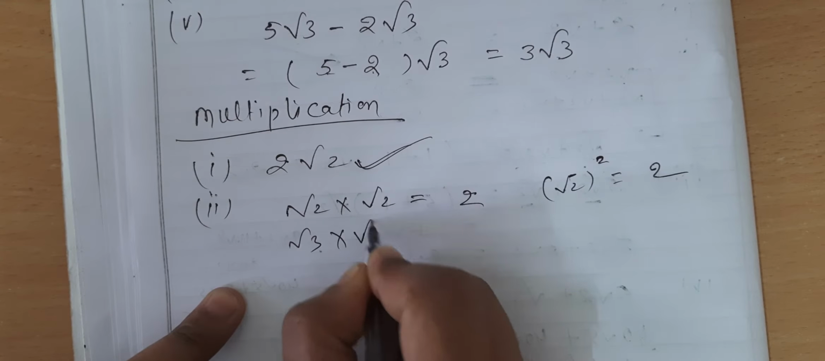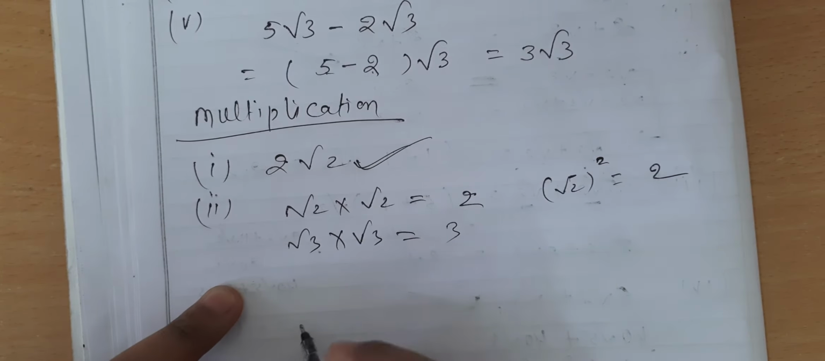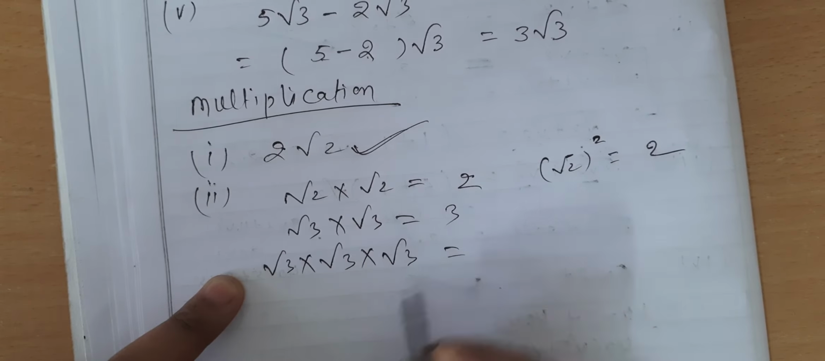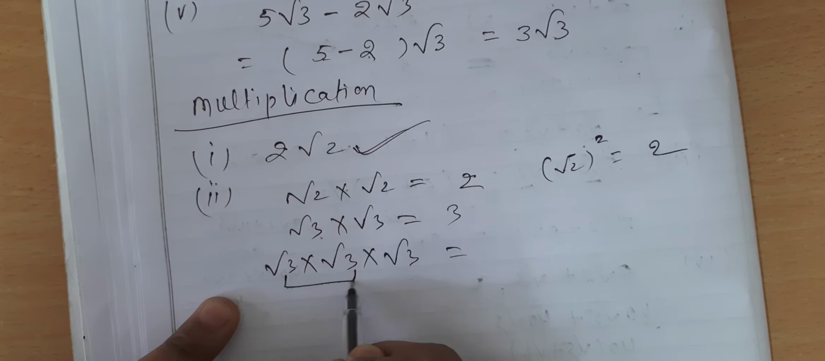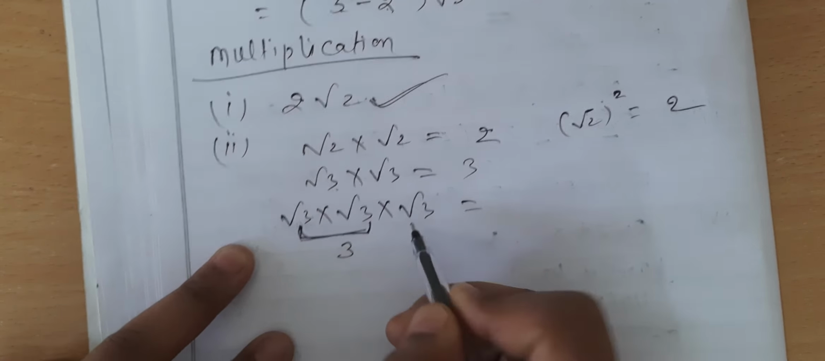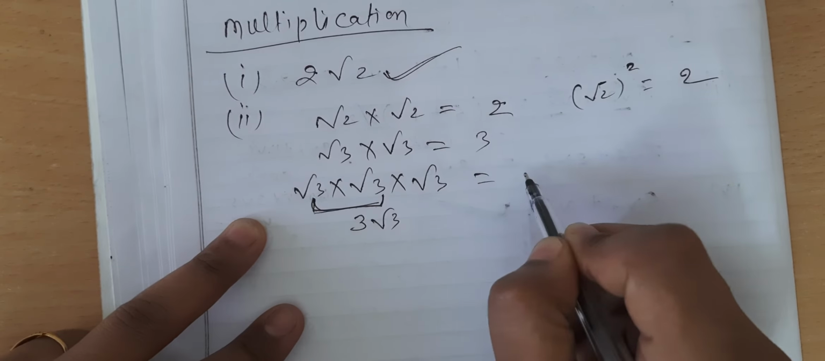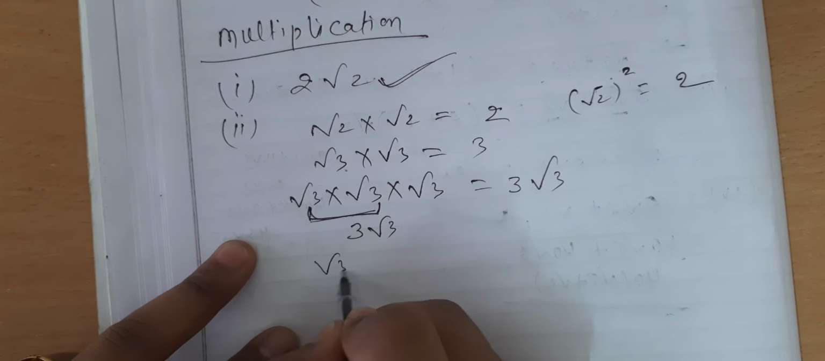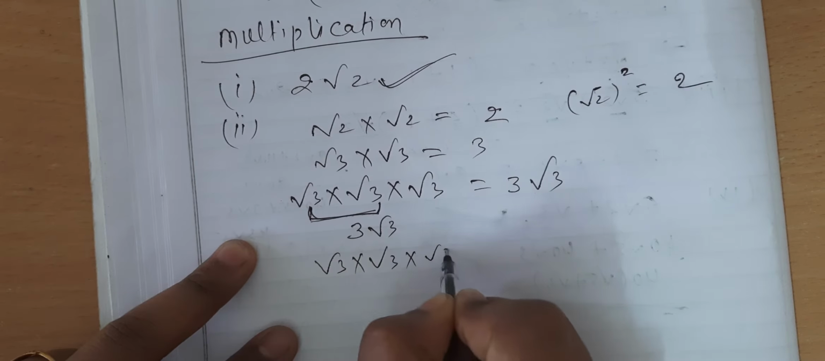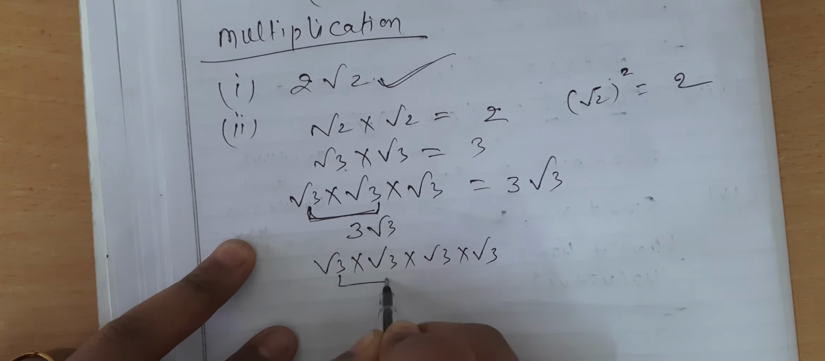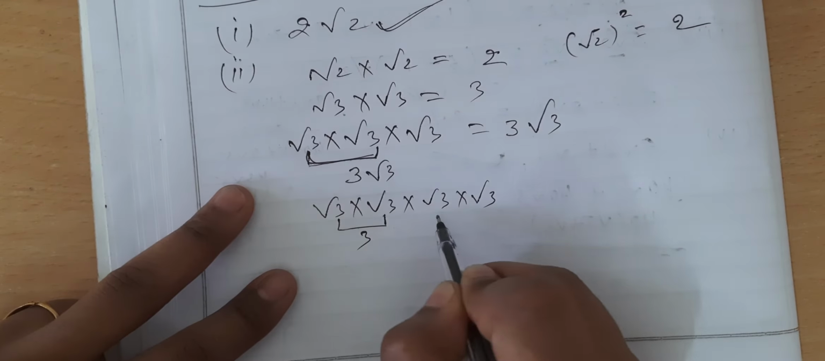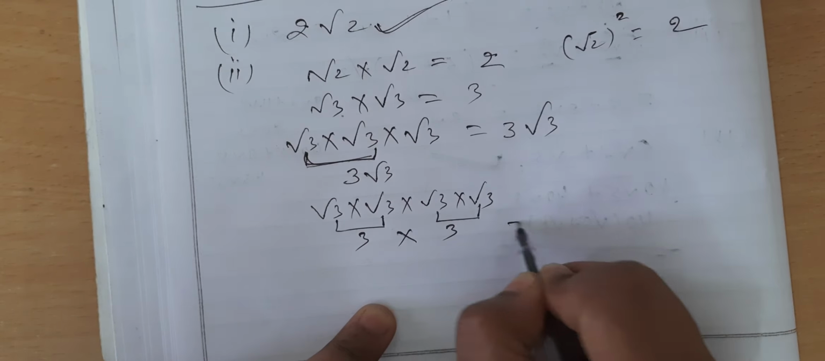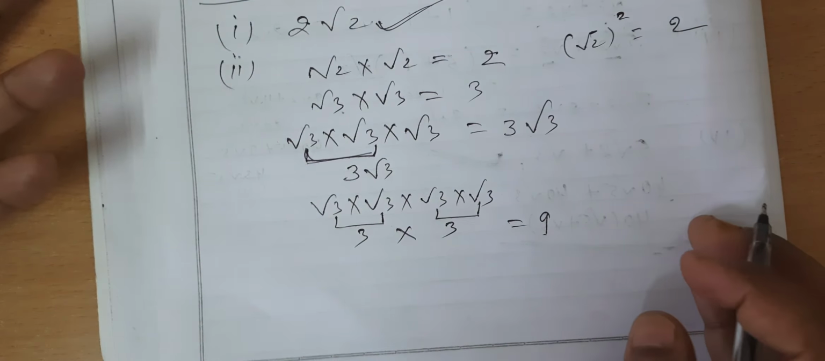Root 3 multiplied by root 3 is 3. But root 3 multiplied by root 3 multiplied by root 3, 3 times: when you multiply the first 2, you will get 3 and the remaining root 3. So the answer will be 3 root 3. If we have root 3 4 times, then root 3 multiplied by root 3 is 3, and another root 3 multiplied by root 3 is 3, and 3 multiplied by 3 is 9. So the answer will be 9 only.